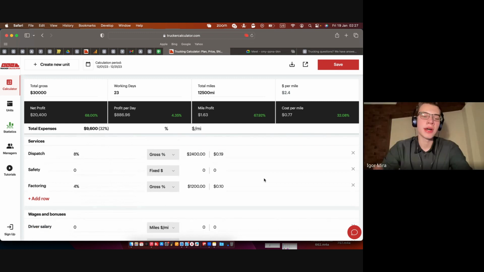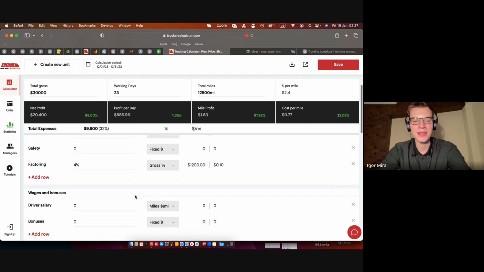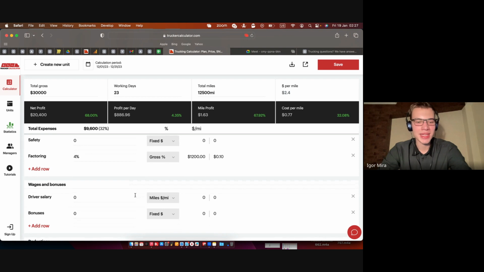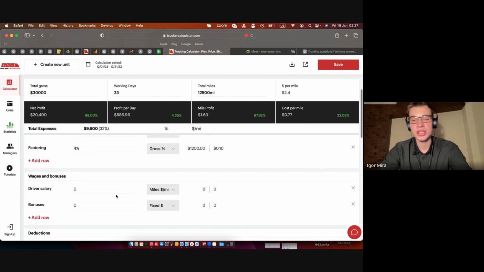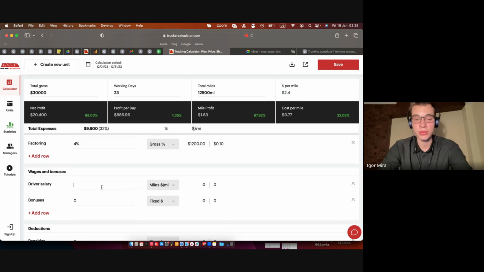All the amounts are changing on the go, and that's the thing I like about the calculator. It's one of the main things that we made, that you could change things on the go and test different strategies and see the results while you're changing the amount. You could also simply calculate your real cost per mile and net profit as well.